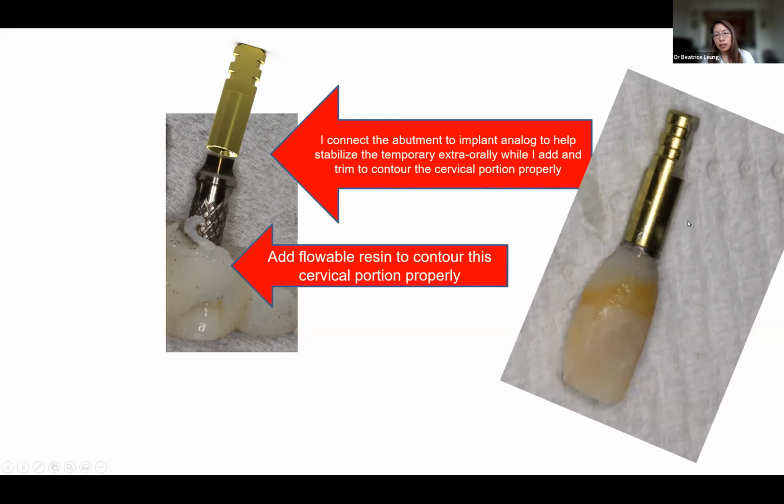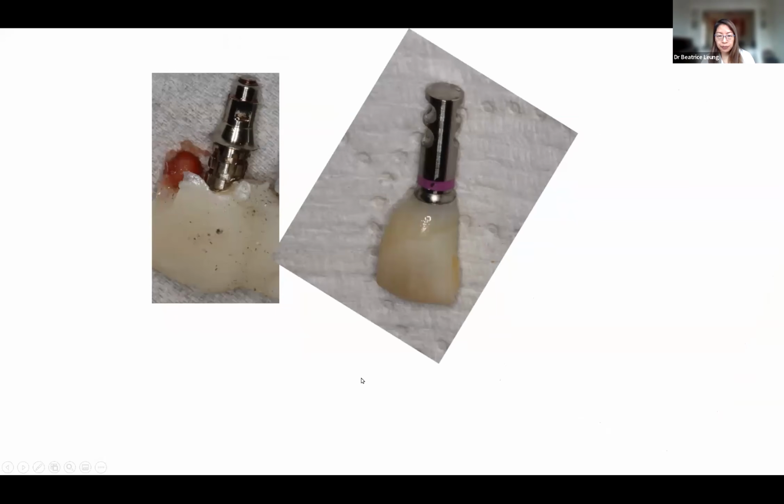So you can see this is a finished product. This patient has worn this for about several months already, and you can see the stain, everything, but you can literally see where I added and where it was. And so that's how I make a temporary implant crown.